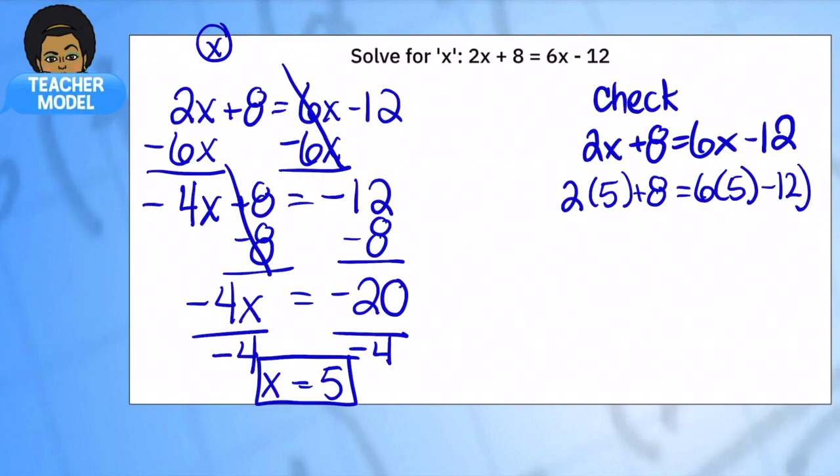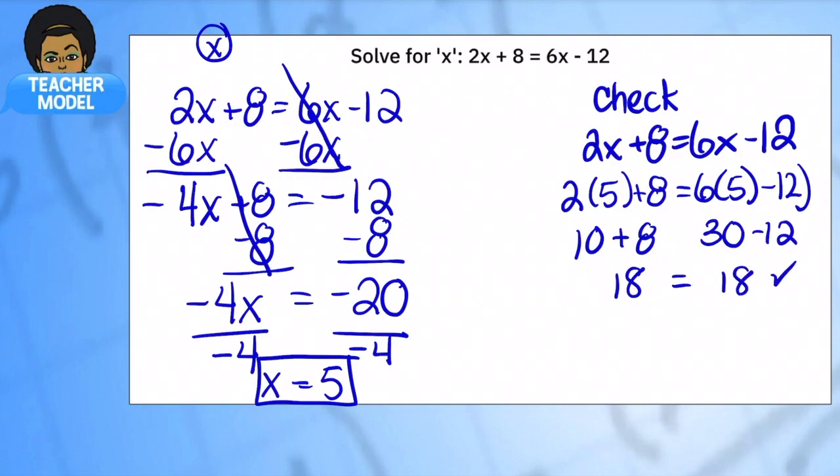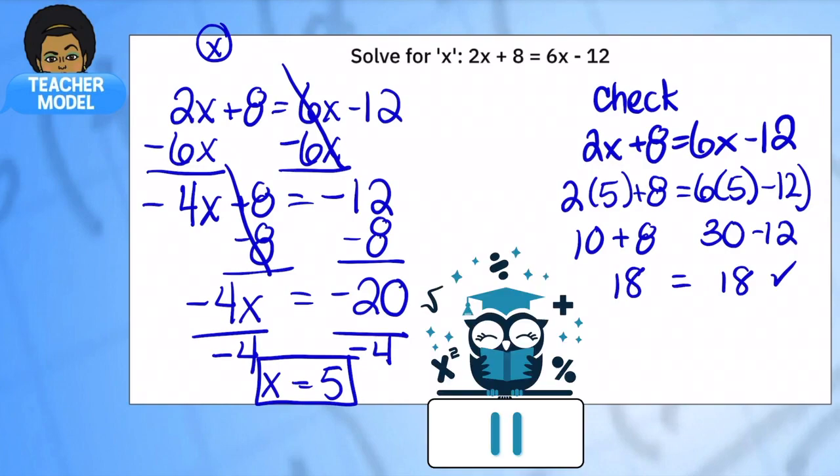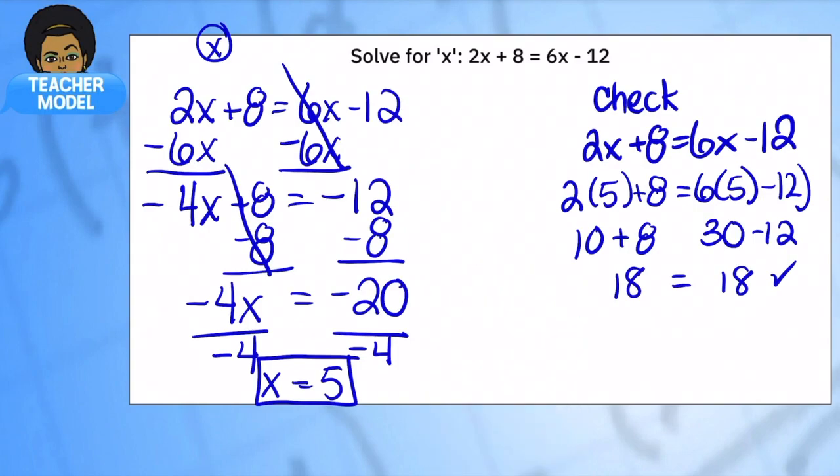I'm going to start with the left. 2 times 5 is 10. 10 plus 8 is 18. On the right, 6 times 5 is 30. 30 minus 12 is 18. It is balanced to have the same solution on both sides. So hit pause, jot this down into your notes. And we're going to try a more spicy problem in a second.